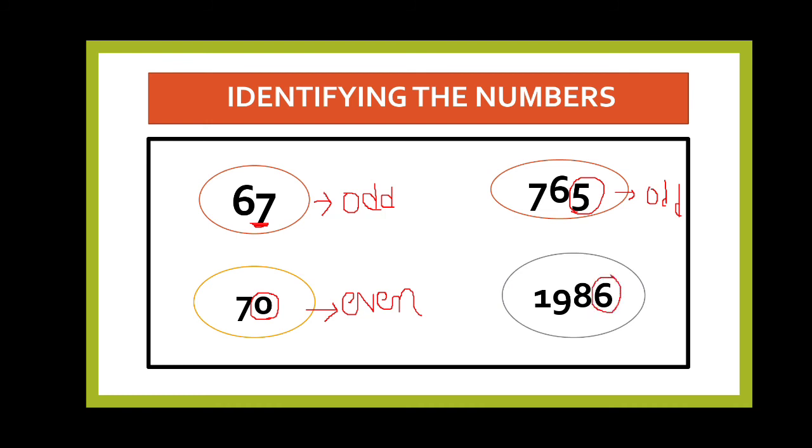In the same way, if you see the number 1986, 6 is an even number. So the number 1986 is an even number. In this way, we can say whether the given numbers are odd or even just by checking the units place of those numbers.